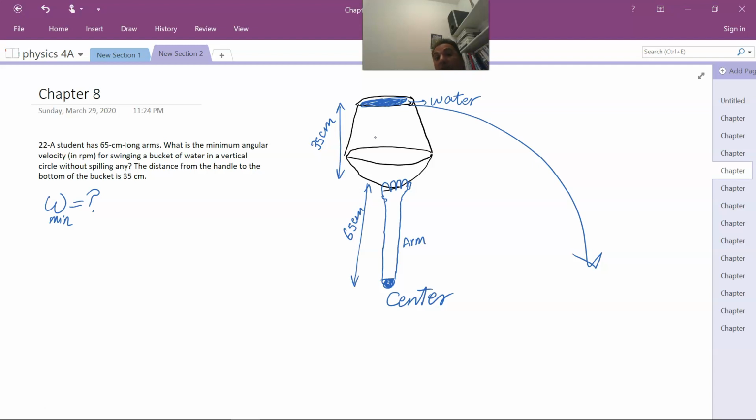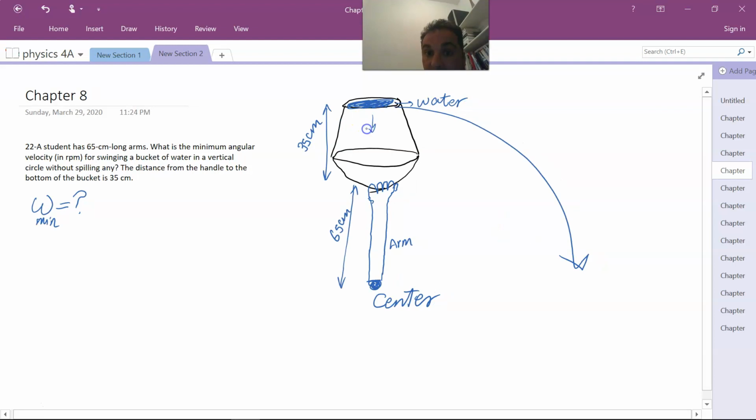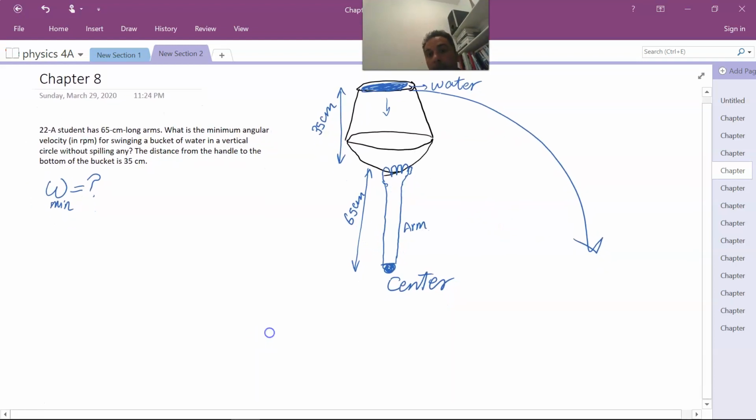So the bucket must have a proper velocity, a proper speed, to keep the water at the end of the bucket. If not, the water will fall down, it will spill, if we don't have enough rotation. Like if the moon doesn't orbit the earth with the speed that it has now, if the speed decreases, the moon will fall on the earth.